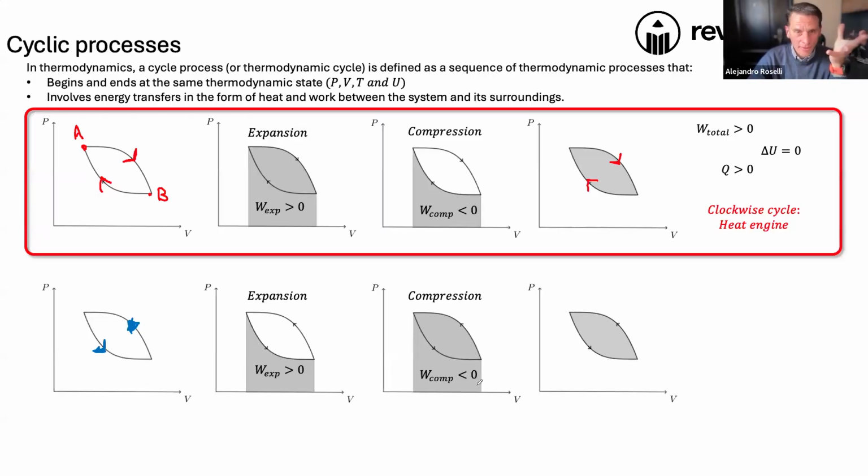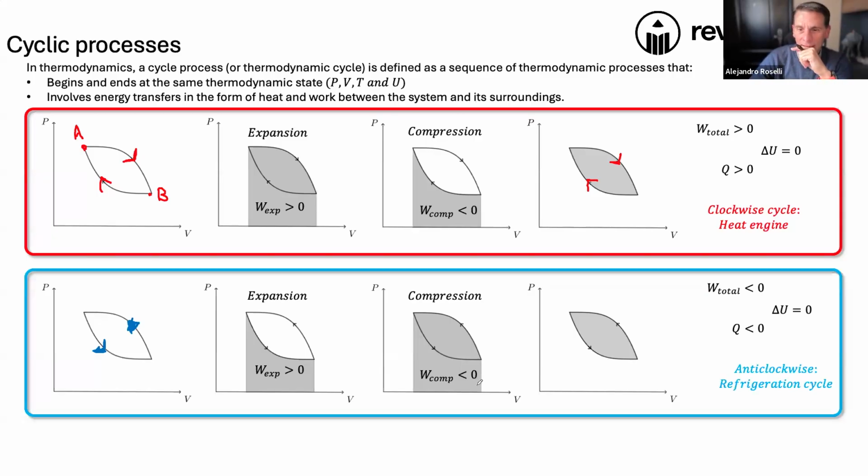The area inside the loop will still represent the total amount of work, the difference between the positive and the negative part, but now it's negative. So you have a negative amount of work, still with no variation in internal energy, which leads to Q being negative. That means work is being done on the system as heat is being extracted from the system, which are called refrigeration cycles. And this is what your refrigerator does, in case you have one. It's using electrical work to pump heat out of the refrigerator.